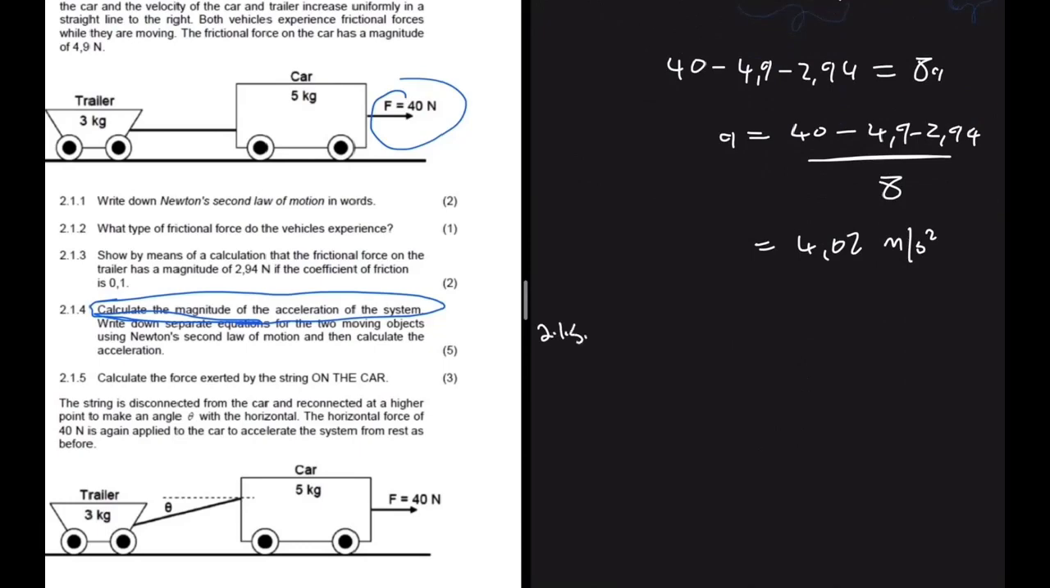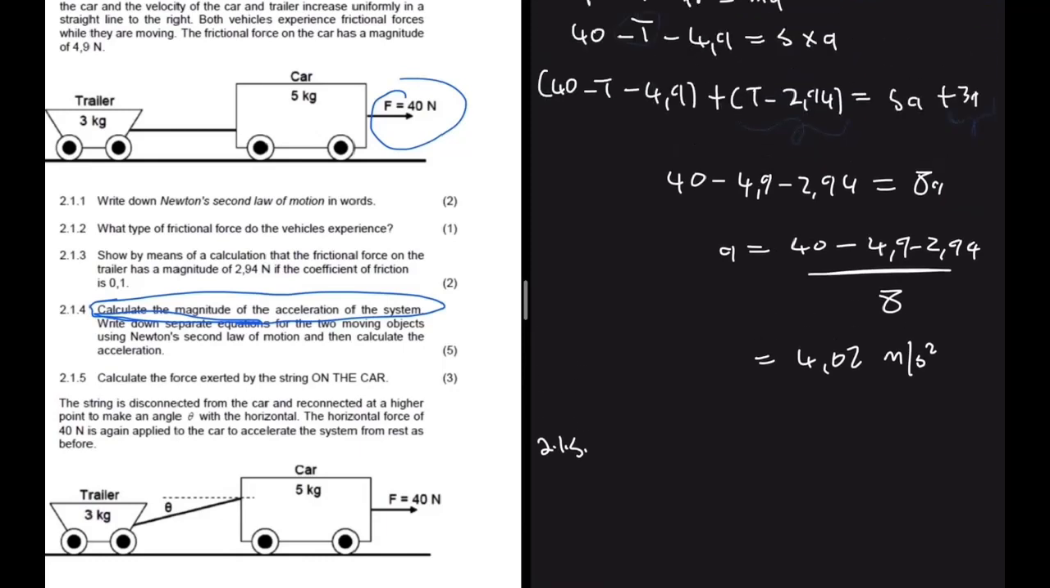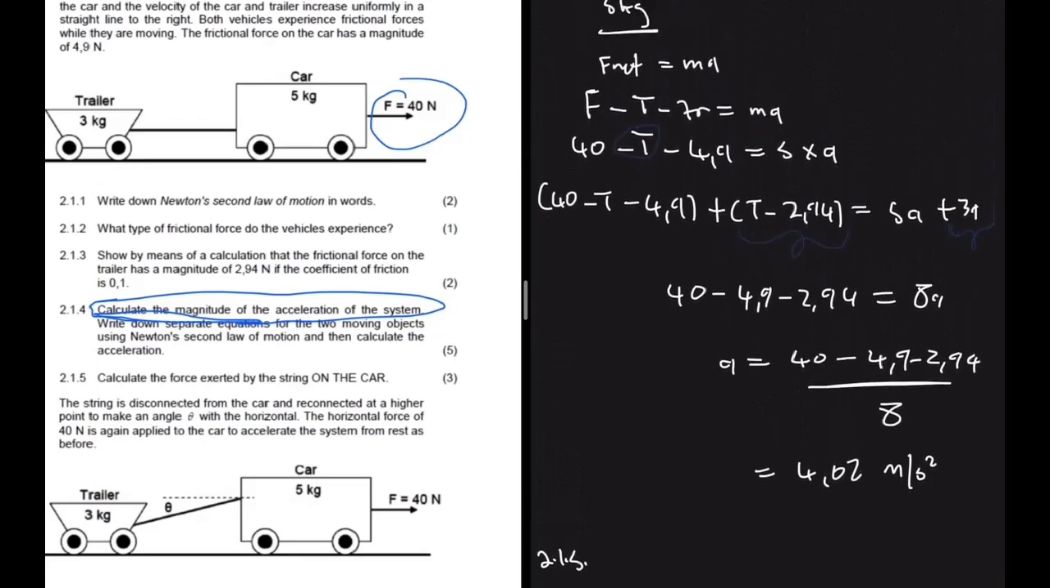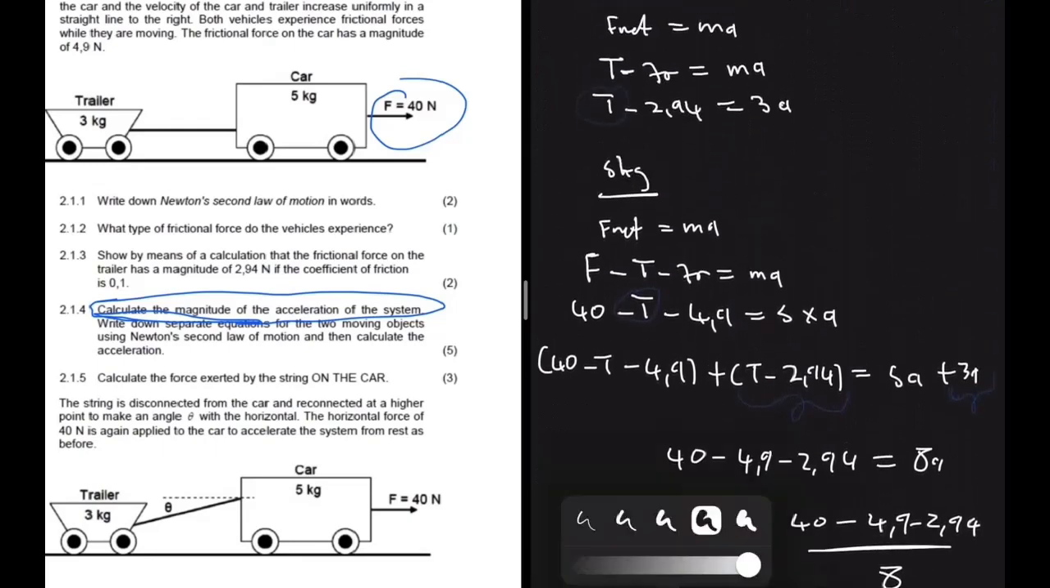And then now we have 2.1.5, which is calculate the force exerted by the string on the car. So now we're looking for the tension, right? We can take this equation here that we got when we were using the 3 kg mass, and then we solve for T because now we know A, right?